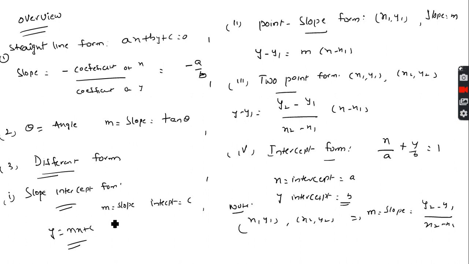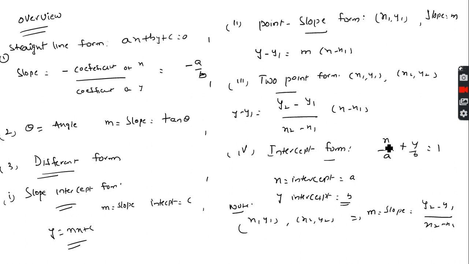What is m? m is nothing but the slope and the intercept is nothing but c. Second one, point slope form. What is the point? x1 y1 and slope equal to m, the formula is y minus y1 is equal to m into x minus x1. And next two-point form. What are the two points? x1 y1 and x2 y2. So therefore the formula is y minus y1 is equal to y2 minus y1 by x2 minus x1 into x minus x1.